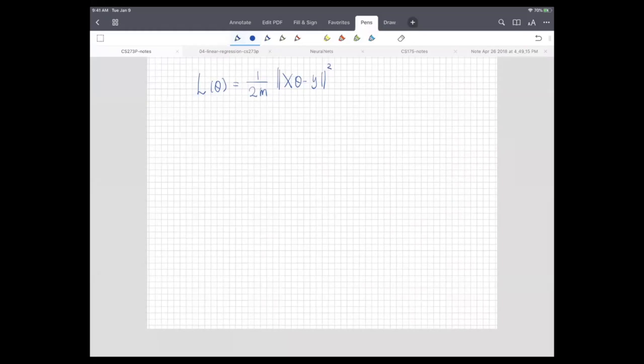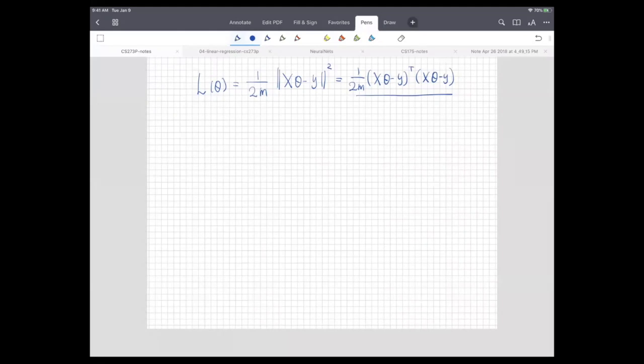And I mentioned that you can also rewrite it this way here: 1 over 2m, (X theta minus y) transpose times (X theta minus y). So that's how we calculate the norm of this vector. And now you can see, as a result, this is simply a quadratic function of theta.